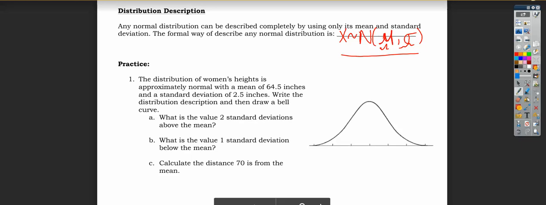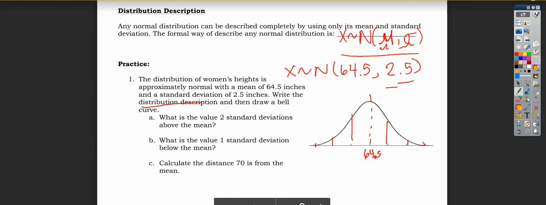So if I look at this, it says the distribution of women's height is approximately normal with a mean of 64.5 inches and a standard deviation of 2.5 inches. Write a distribution description. All right, so the distribution description is x is approximately normal with a mean of 64.5 and a standard deviation of 2.5. So now I want to draw my bell curve. I draw a dotted line in the middle. That is always my mean. And then I go 3 tick marks to the right, 3 tick marks to the left. And to get to each tick mark, I'm going to add 2.5.